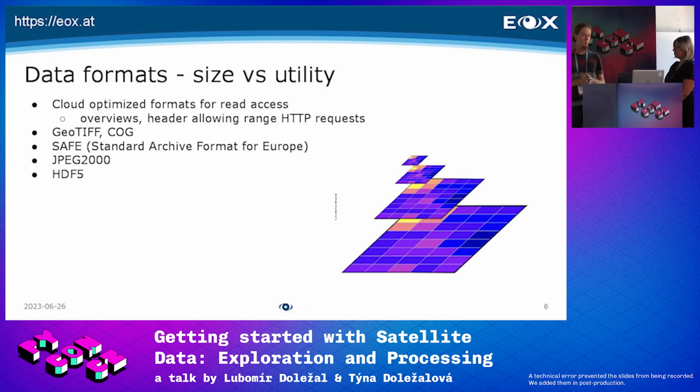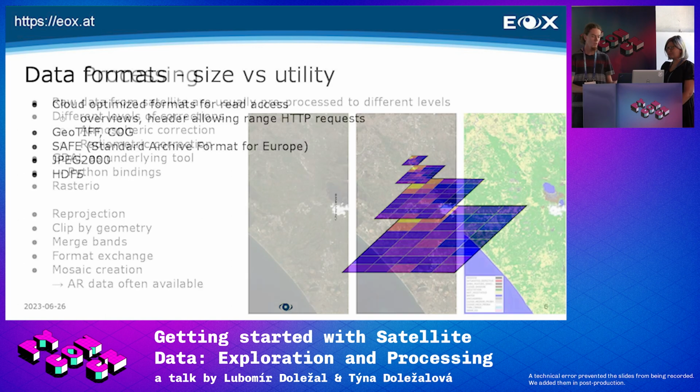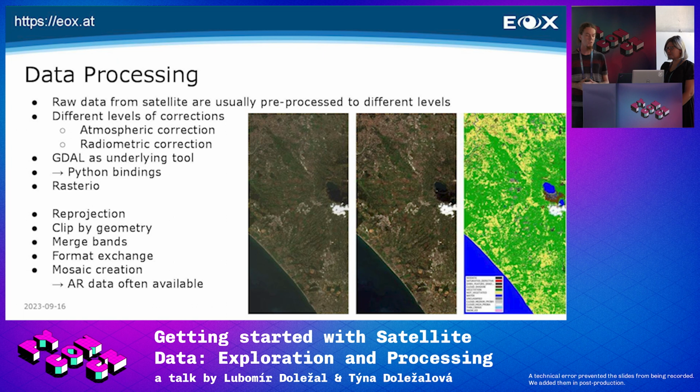Regarding data processing, we usually, as users, do not really need to care about reformatting and other steps, but general operations that you can do with data are, for example, reprojection into a different coordinate system, or clipping by geometry, or merging bands together into one single file. A small demonstration of that is using the package called Rasterio, which is a set of Python functions and Python tooling around the popular library called GDAL.